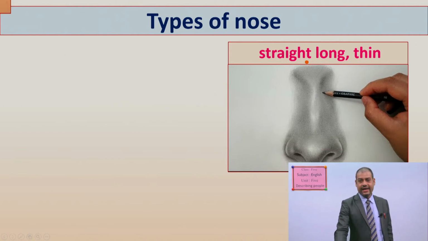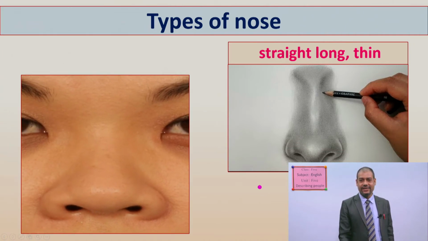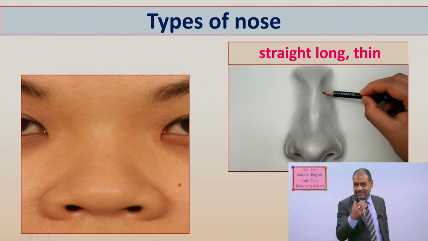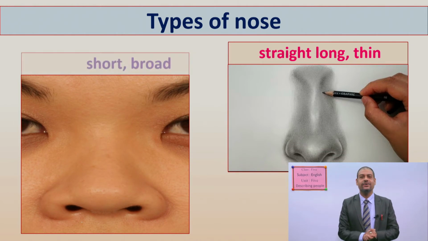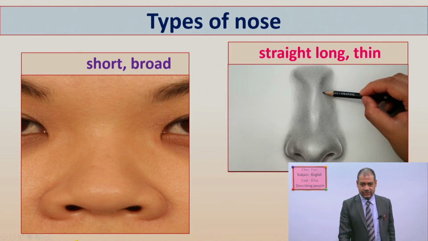Okay, another type of nose. Now can you guess? See, it is long, but it is short. It is thin, but it is here from here to here. So what word do you use to describe this nose? Now again you can check whether you are right or wrong. It is short, broad nose. Okay, it is short and broad also. Short, broad nose. All right.